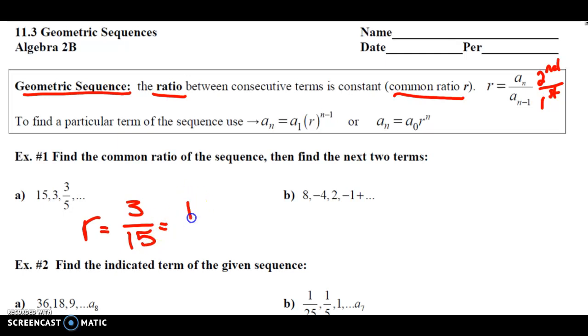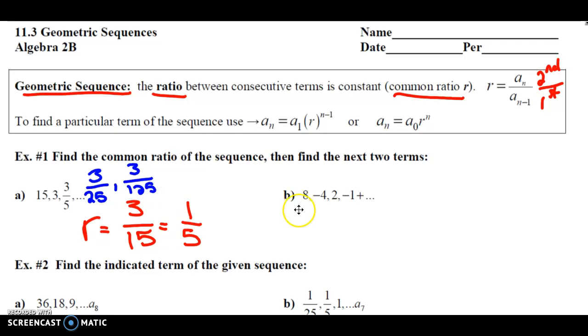We can simplify this to 1/5. And then to find the next two terms, we're going to multiply by 1/5. 3/5 times 1/5 is 3/25. To find the next term, I'll multiply by 1/5 again. And we get 3/125.